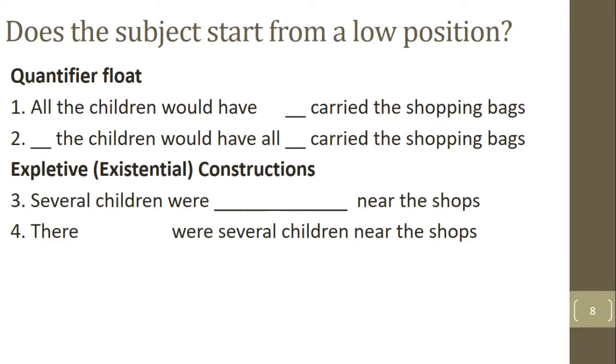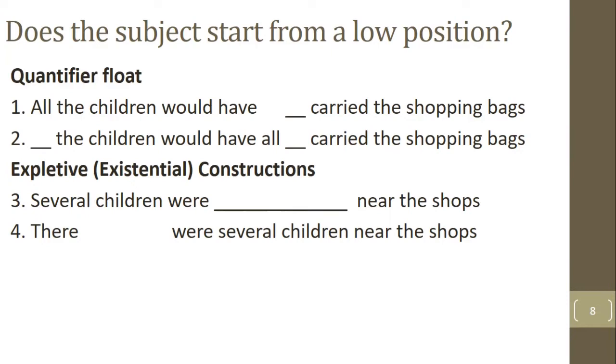However, if you look at 4, there were several children near the shops, we notice two interesting things. First of all, several children, which is the semantic subject of the sentence, occurs not in the specifier of the inflection phrase, but deeper down inside the sentence. The other thing that we notice is that in the subject position, a curious category seems to pop up, namely the word there. This is what we call the expletive, or an expletive subject.